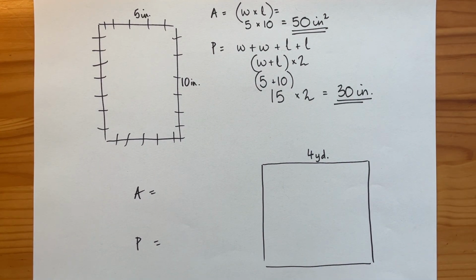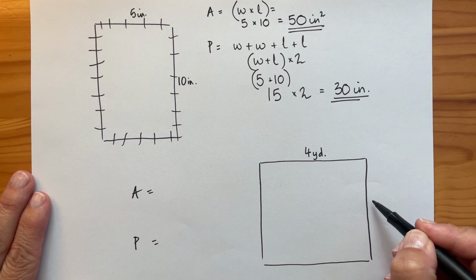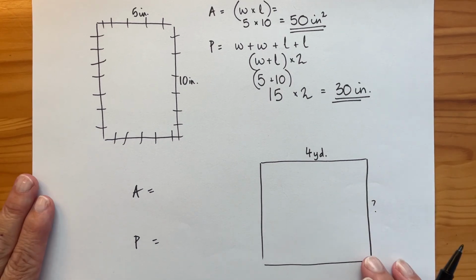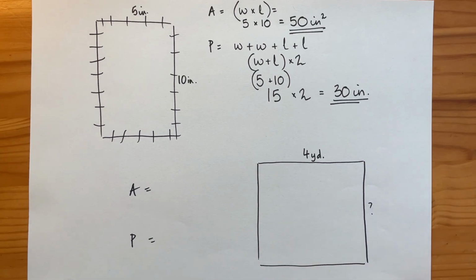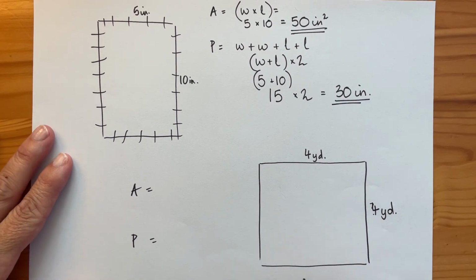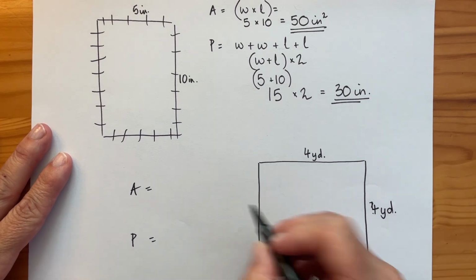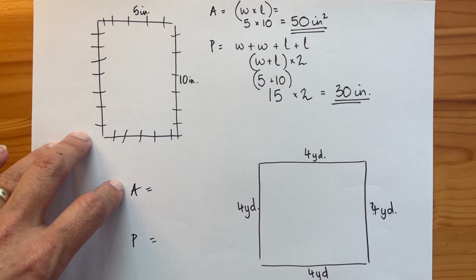Now let's do it for this one. This is a square. Now you're thinking, well, wait a minute, why are they not telling me what the length is? Well, they're not telling you what the length is because you know what the length is because this is a square and all four sides are the same. So I know that this is 4 yards and this is 4 yards and this is 4 yards. So I can still use the same rule for area and perimeter.